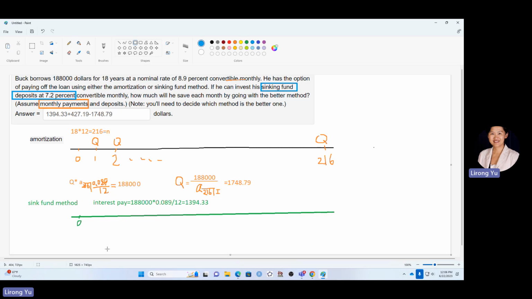So anyway, this is kind of the reason that for this example, the amortization is better than the sinking fund method, because the sinking fund method ended up having a higher monthly payment. That is the interest payment and the principal payment combined. All right, let's look at the principal.